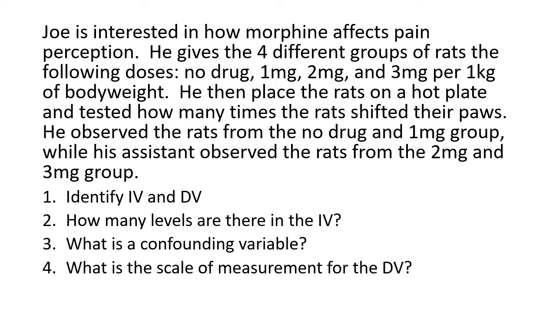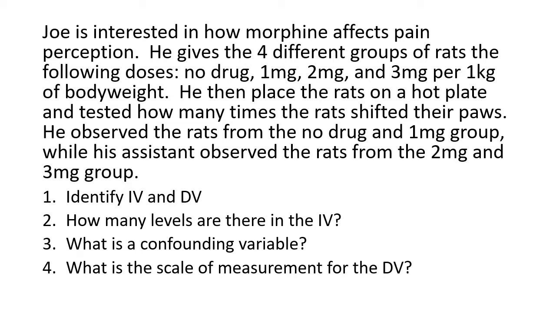Okay, here's another one. Joe is interested in how morphine affects pain perception. He gives 4 different groups of rats the following doses: no drug, 1 milligram, 2 milligrams, and 3 milligrams per 1 kilogram of body weight. He then places the rats on a hot plate and tests how many times the rats shifted their paws. He observed the rats from the no drug and 1 milligram groups, while his assistant observed the rats from the 2 milligram and 3 milligram groups. Okay, so the independent and dependent variables.